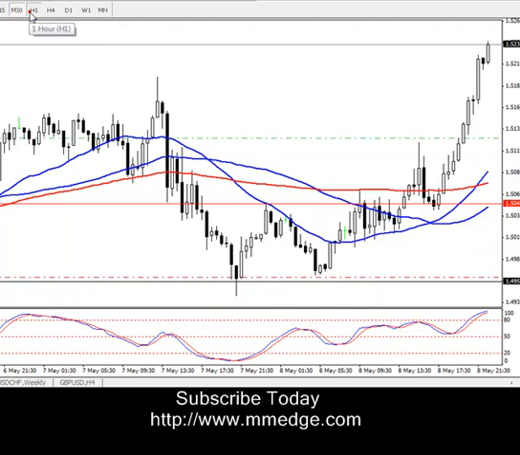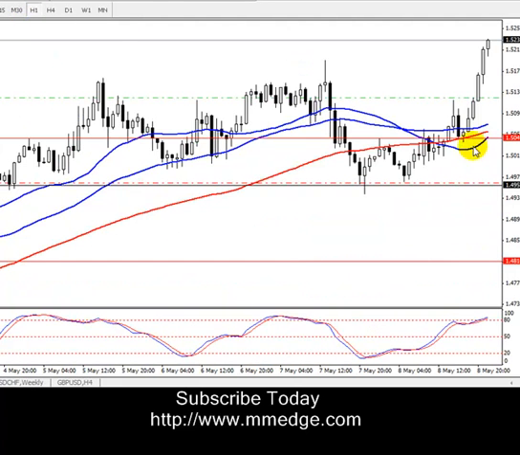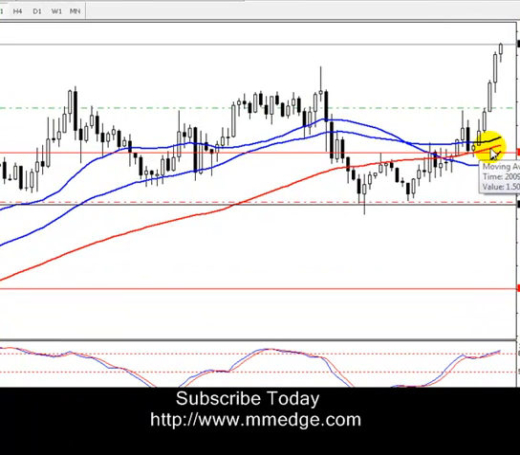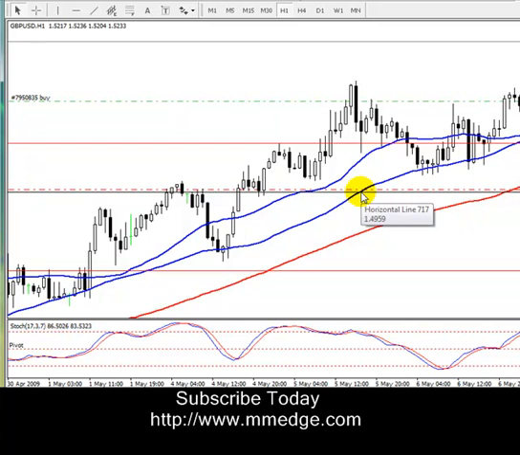Now let's look at the 1 hour. The 1 hour is getting closer, but it's not a blue zone trend because once again we have the 100 between the 55 and the 27, and actually the 55 is on the wrong side of the 27 from this recent cross.